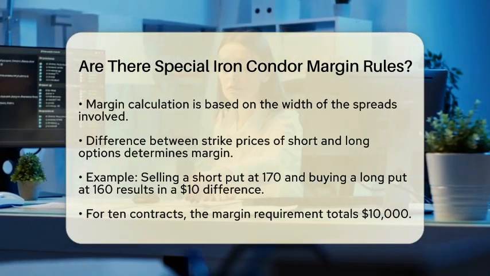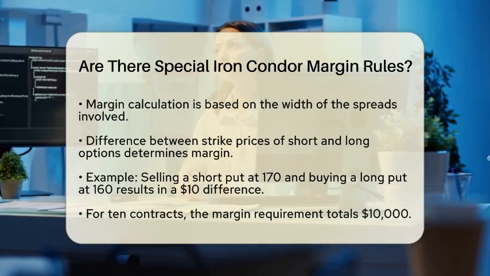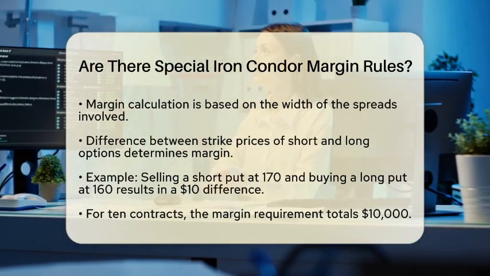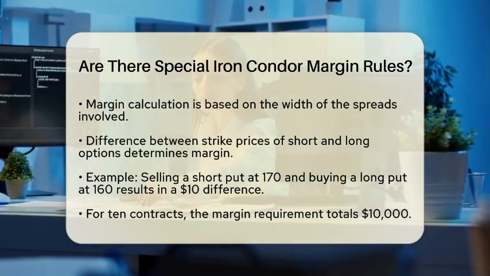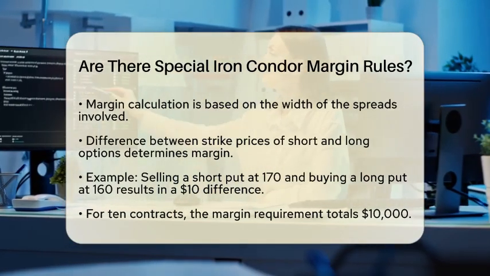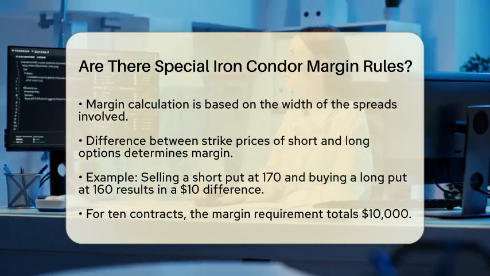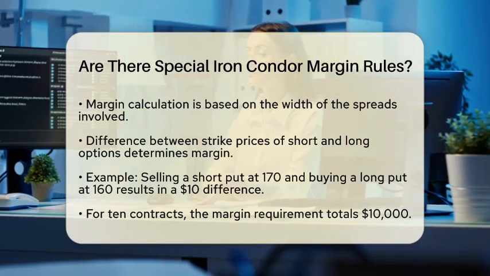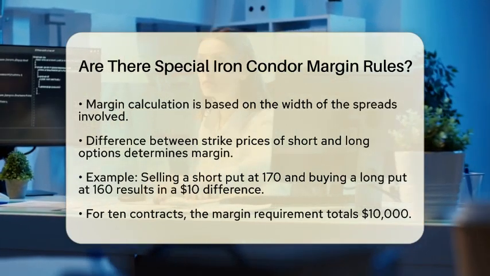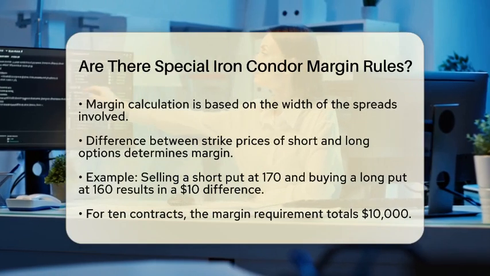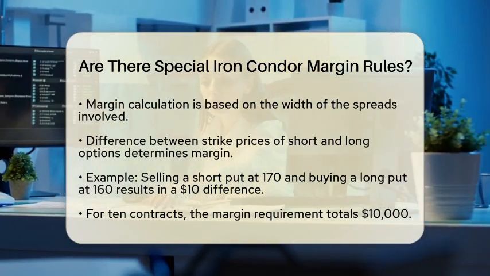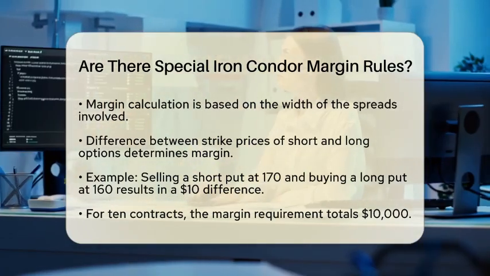For example, if you sell a short put with a strike price of 170 and buy a long put with a strike price of 160, the difference is 10 points. If you are trading 10 contracts, your margin requirement would be 10 times 10 times 100, totaling $10,000. This amount represents the maximum potential loss if the spread moves fully into the money.